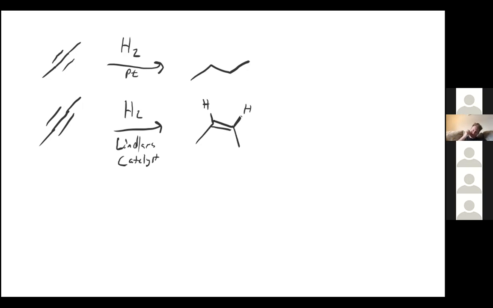Using somewhat of a different reaction, we're going to throw in sodium, which is a radical initiator, so Na and ammonia. This is going to let us get to our other option, which would be a trans double bond.